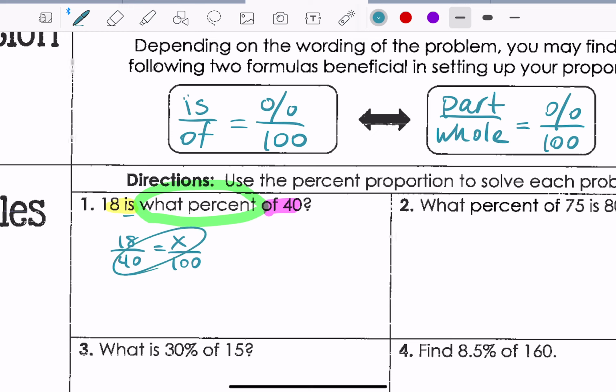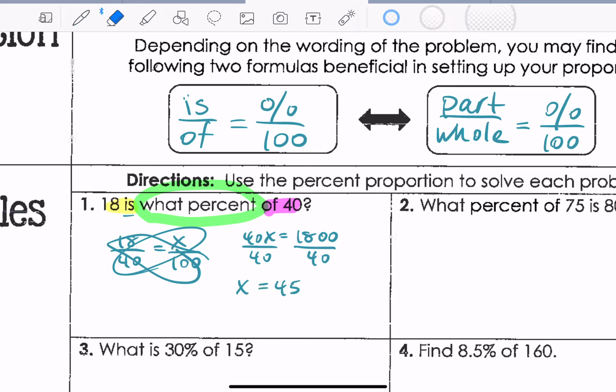So you're just going to do your cross products. 40x equals 18 times 100, which is 1800. And when you solve that, you're going to divide both sides by 40, and you're going to get x equals 45. But be really careful, because they wanted to know the percent. So you better make sure that you are writing 45%. Okay, that's the answer. No percent, you're probably not going to get credit.